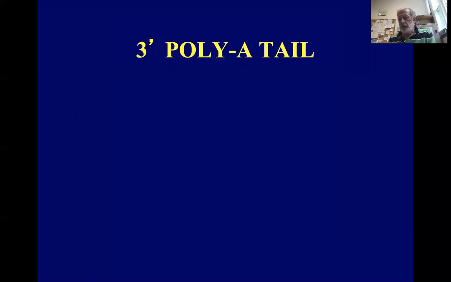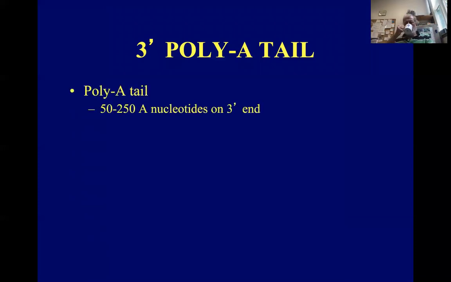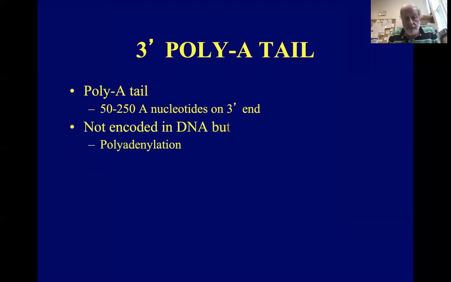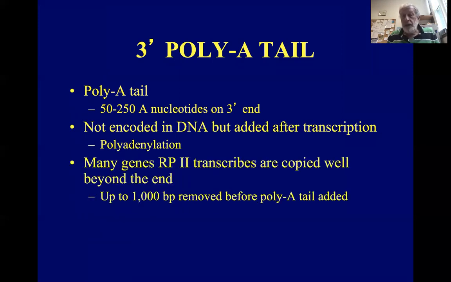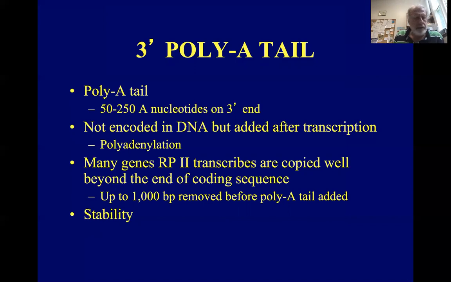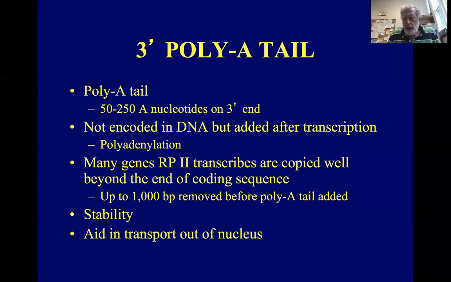Now the other end of the molecule gets a 3' poly A tail. And this means anywhere from 50 to 250 A nucleotides are attached to this after transcription. So it's not encoded in the DNA. This process is called polyadenylation. Remember that many genes that are transcribed by RNA polymerase II, which transcribes messenger RNA genes, will continue transcribing well after the stop codon. And there may be up to 1,000 base pairs that are cut off before that poly A tail. The poly A tail confers stability to the messenger RNA molecule, and it also helps aid in transport out of the cell nucleus into the cytoplasm.